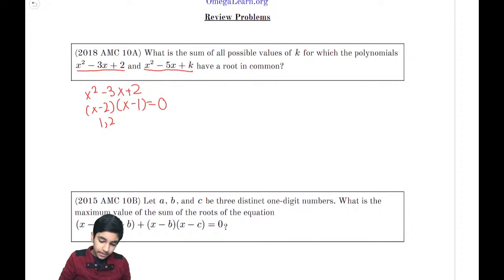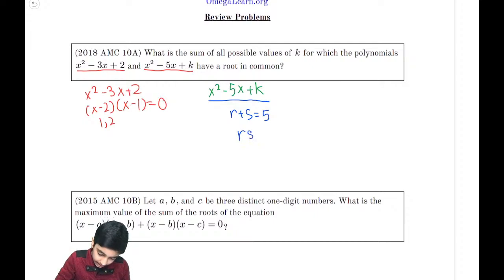What are the roots of x squared minus 5x plus k? If it has a root in common, we have two cases: either the root 1 can be in common, or the root 2 can be in common. The two roots of this quadratic are r and s, so r plus s equals 5, and r times s equals k.